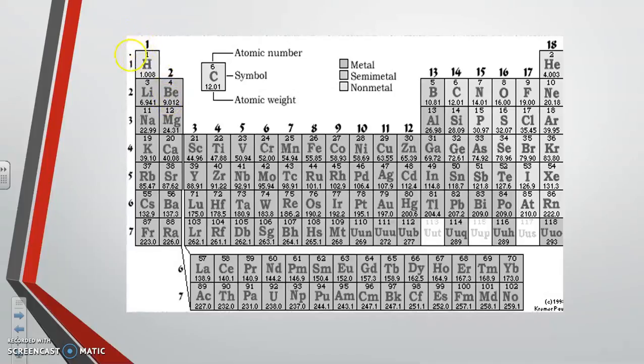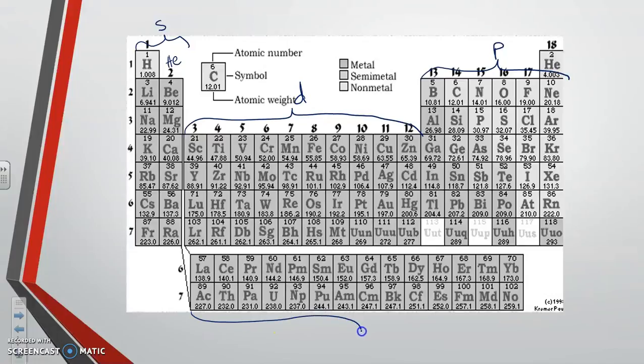So we have 7 main energy levels. We have the S sublevel here. Remember, helium should be here in this one, but it's not because it's a noble gas, so it's over here. We have our P sublevel, which would be these 6 columns here. Then we have our D sublevel. This is all from your vodcast that you did last night or the night before. And then here are your F sublevels. So you should have your periodic table nice and organized.